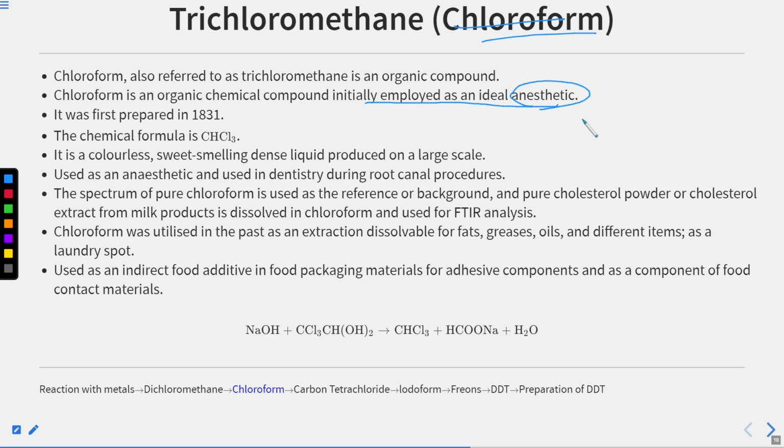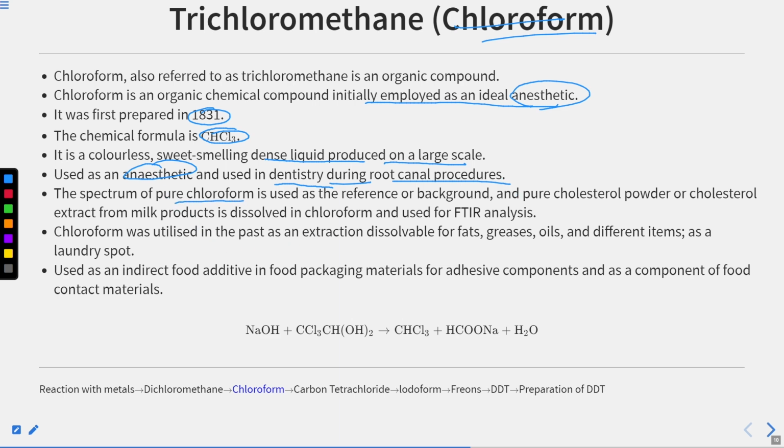It was used for that earlier, but later on some harmful side effects were seen due to the use of this anesthetic, and it was removed from clinical practice. It was first prepared in 1831. Its formula is CHCl3. It is just a derivative of methane in which we have substituted 3 hydrogens with 3 chlorines. It is a colorless, sweet smelling, dense liquid produced on a large scale. It is used as an anesthetic, as I've told you, and in dentistry during root canal procedures.